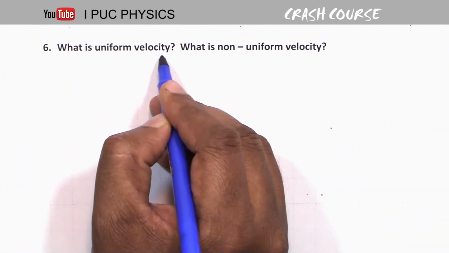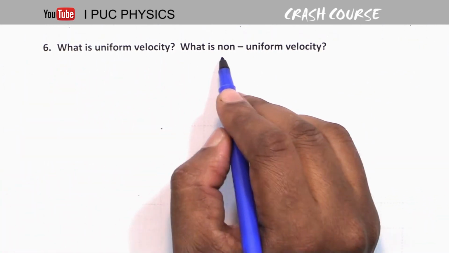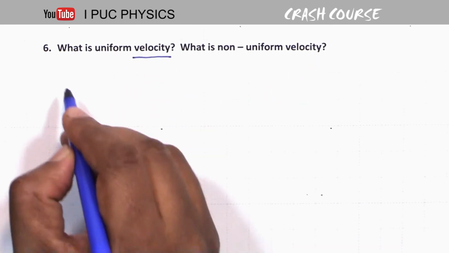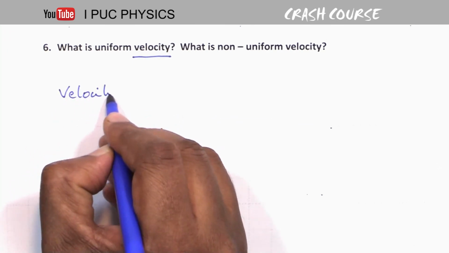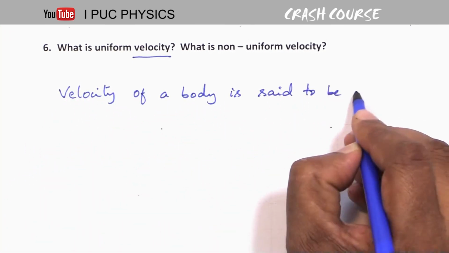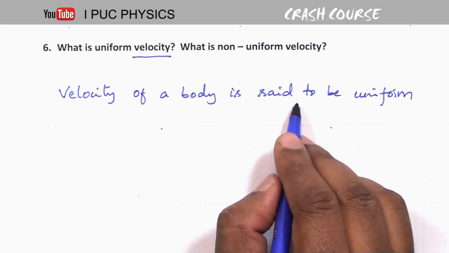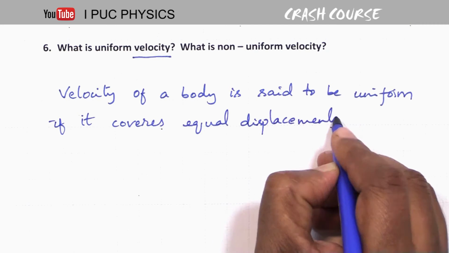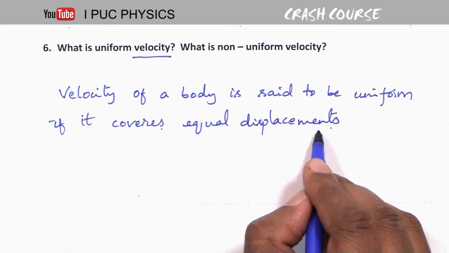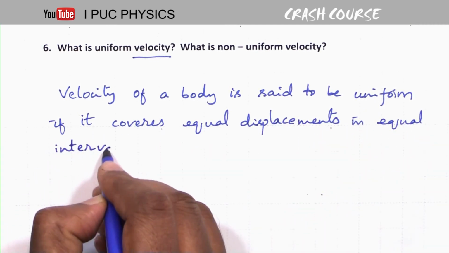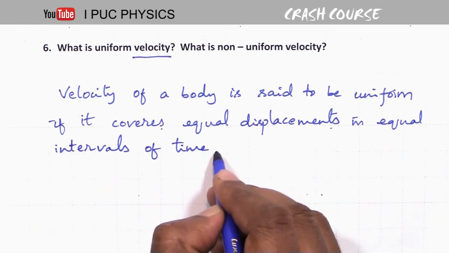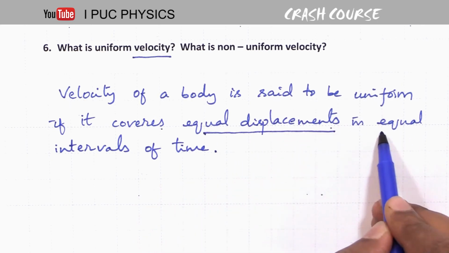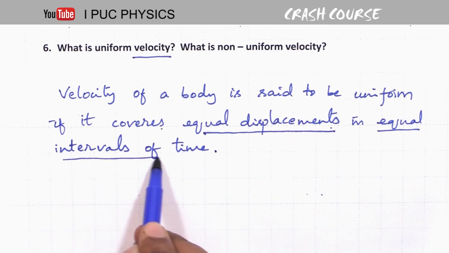What is uniform velocity? What is non-uniform velocity? Velocity of a body is said to be uniform if it covers equal displacements in equal intervals of time. So equal displacements in equal intervals of time.